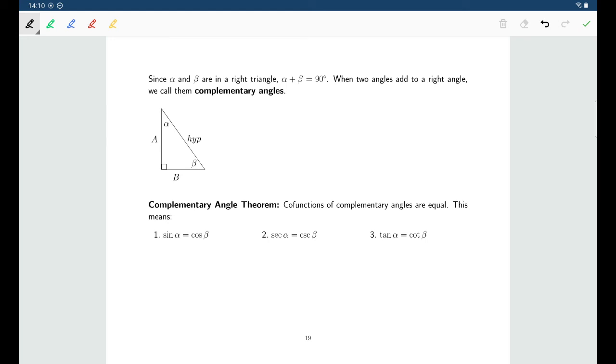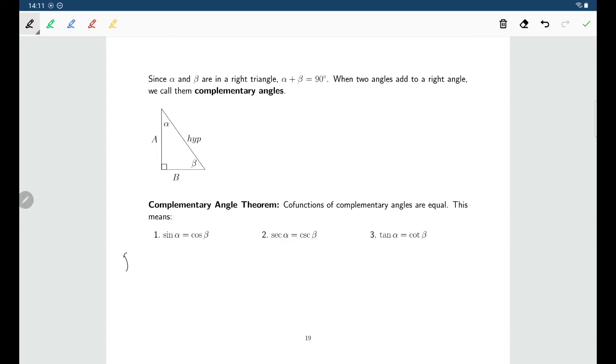And a fun fact here for the complementary angle theorem, it tells us that cofunctions of complementary angles must be equal. So if you're looking at this first little diagram I have up top, sine of alpha and cosine of beta should be equal because sine and cosine are cofunctions and alpha and beta are complementary angles. That would also be true for secant of alpha and cosecant of beta, or tangent of alpha and cotangent of beta. Any cofunctions of complementary angles would have to be equal.